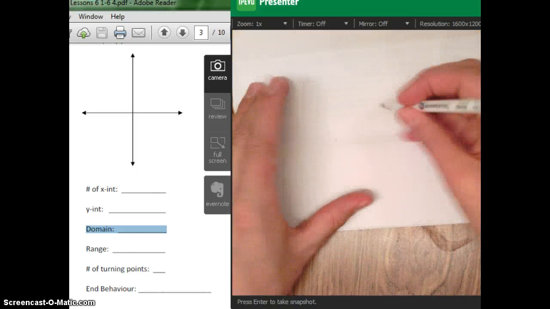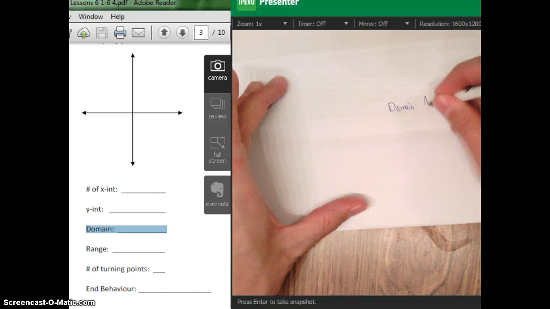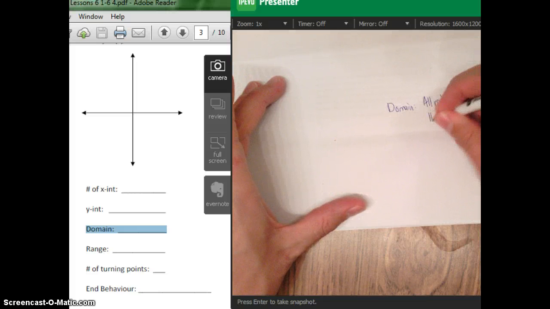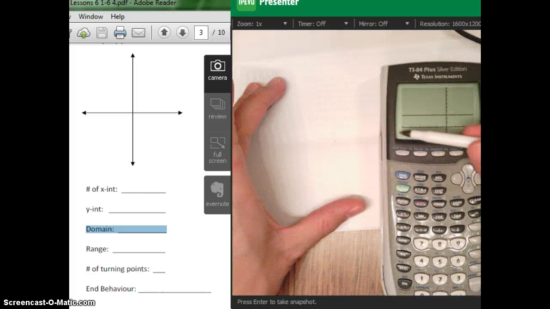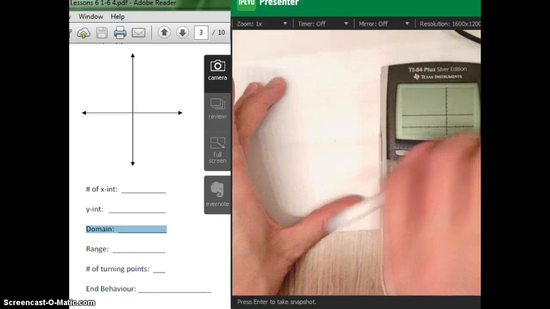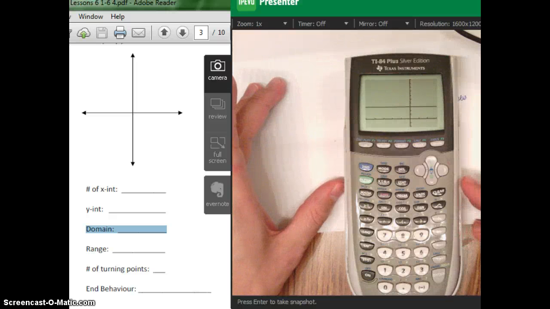Let me show you on paper. If I wanted to write the domain in this case, I could write the words all real numbers, or there's a nice little symbol that goes like that. Remember, the domain is just the set of all the x values. If you look at the graph, there are no restrictions. All the x values to the left exist, and all the x values to the right exist. There are infinitely many x values.